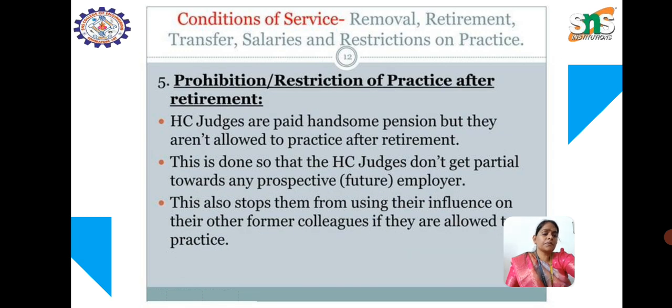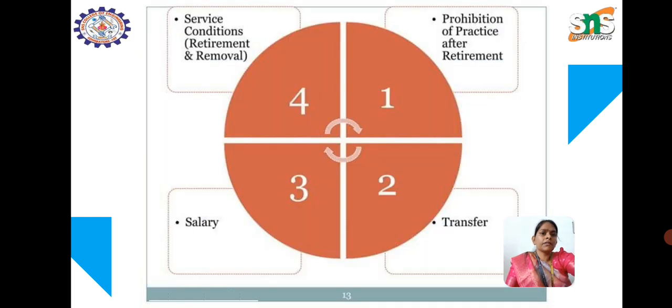Next, let us see the prohibition on practice after retirement. High Court judges are paid handsome pensions, but they are not allowed to practice after retirement. It is mandatory that they stop practice after their retirement, and this is done so that High Court judges do not show partiality towards any future employer. This also stops them from using their influence with their former colleagues if they were allowed to practice. So we saw the prohibition on practice after retirement, and also the transfer, salary, and service conditions, that is, retirement and removal.